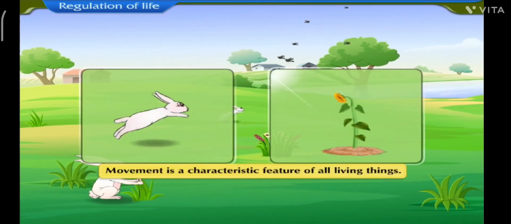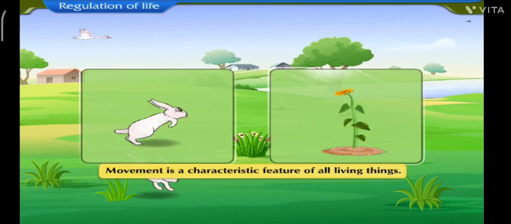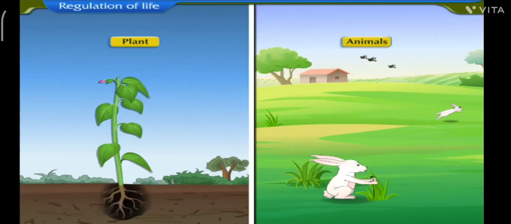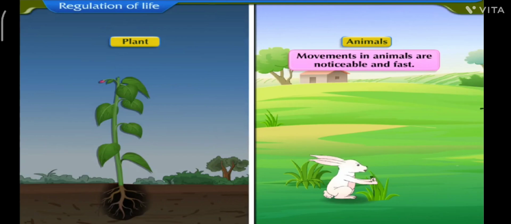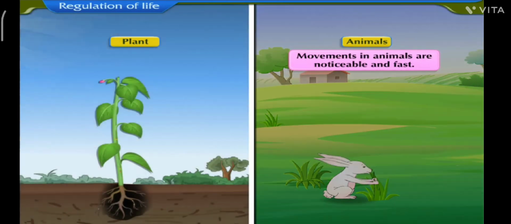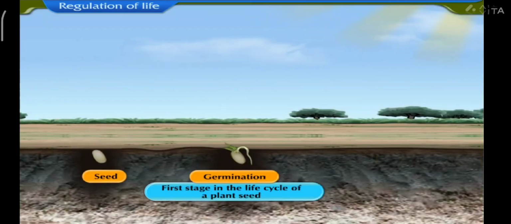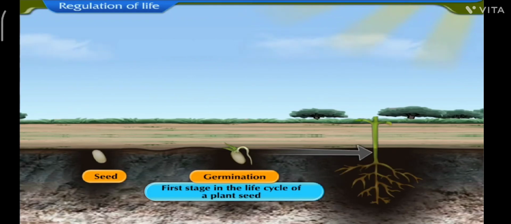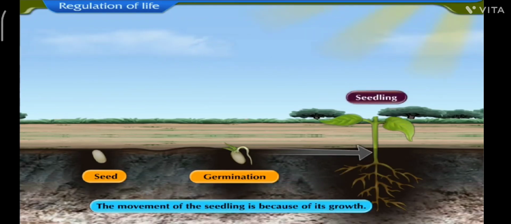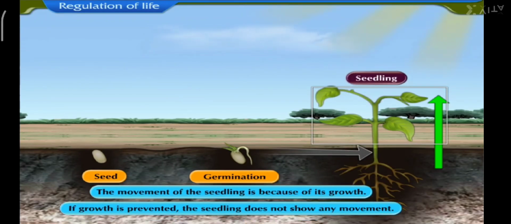Movement is a characteristic feature of all living things. Both plants and animals show movement, but movements in animals are noticeable and fast, whereas in plants, the movement is not spotted readily. Germination is the first stage in the life cycle of a plant seed, which ultimately develops into a seedling. The movement of the seedling is because of its growth. If growth is prevented, the seedling does not show any movement.